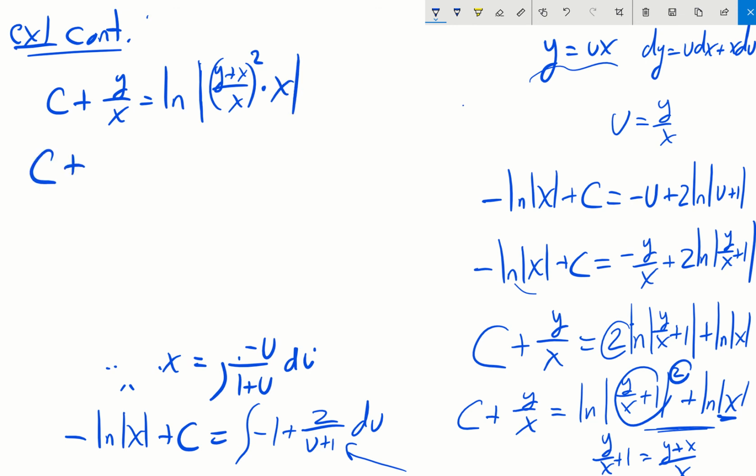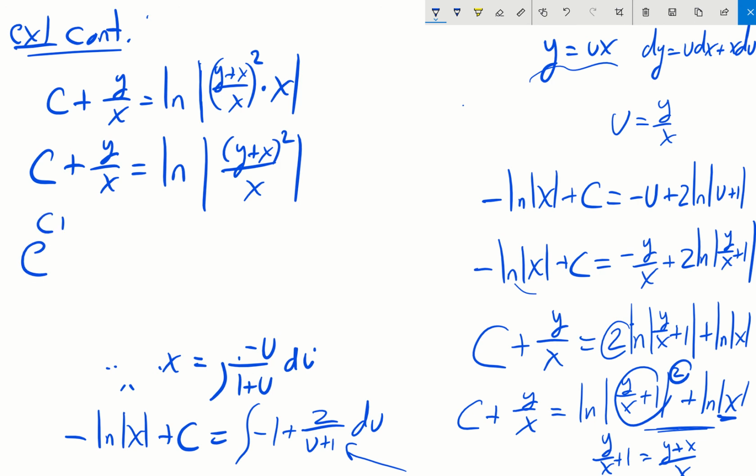So we're going to get c plus y over x equals the natural log of the absolute value. We can do y plus x squared. Now we would also have an x squared in the denominator times x to the first power. We'll now make that an x to the single power in the denominator. We can now raise both sides to the e power.